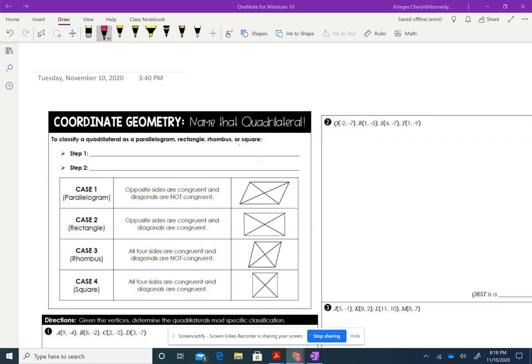Hey everyone, we are moving on in our notes. We are finishing up the quadrilateral unit in the next day or two. So I know today was a little heavy on notes, but let's go ahead and get it over with so that we can move on.